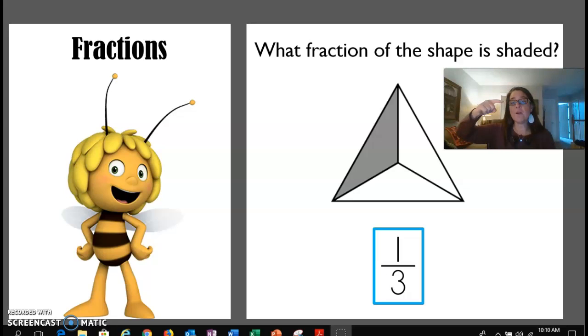That top number on your fraction that you see outlined in blue is your numerator, and that top number represents the part of the shape that is shaded. So there is just one part shaded. That bottom number, we also call the denominator, represents how many pieces there are in the entire shape. So there are 3 pieces. This triangle is split into 3 equal pieces. Just one of them is shaded.